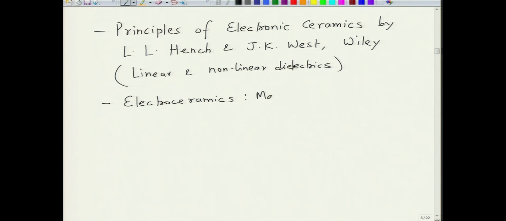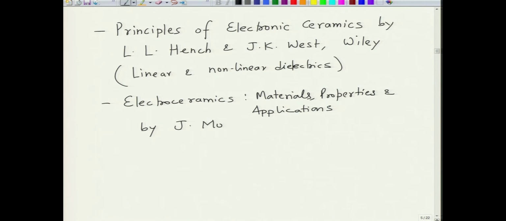We may also look at Electroceramics: Materials, Properties and Applications. This is by J. Moulson and J. M. Herbert, and this is again a Wiley published book. Again, this is good from the perspectives of properties of ceramics and applications.